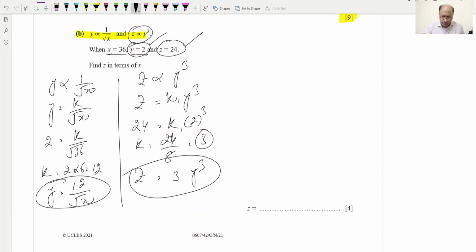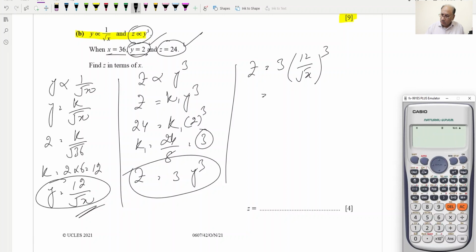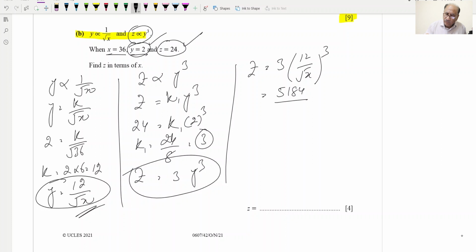Now we can combine these two because we need z in terms of x. So we can write z is equal to 3 and y cube is this one. So it will be 12 over root x, and this will be cubed, and we can take cube of this one. So 12 cubed, multiplied by 3 is equal to 5184 divided by x raised power, this root is 1 by 2, so 1 by 2 multiplied by 3 will be 3 by 2. So our answer will be 5184 over x raised to the power 3 by 2, and this was a 4-mark question which we have done.